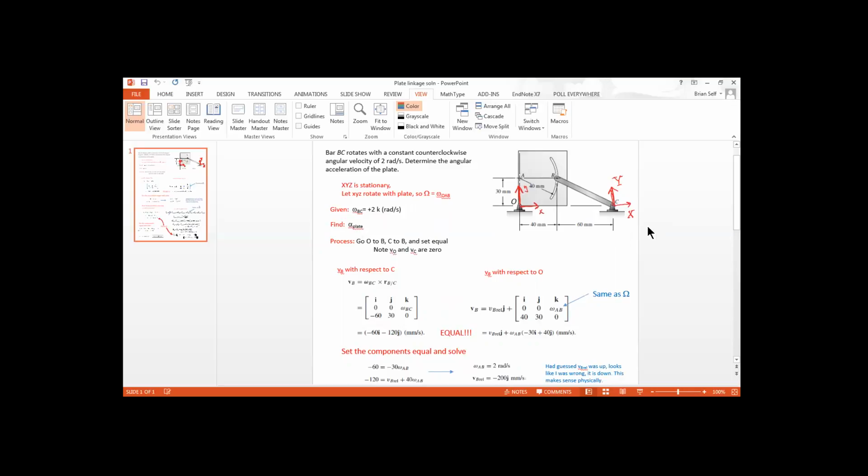So what you want to do then is write the velocity of B. You start that off, and you can do it with respect to O first, and then you do it with respect to C, and then you set them equal to each other. That's your basic process for all of these linkage ones. You can also do velocity of B equals velocity of C plus omega cross r plus v rel, and then velocity of B equals velocity of O plus omega cross r plus v rel. So you get to decide which way you go.